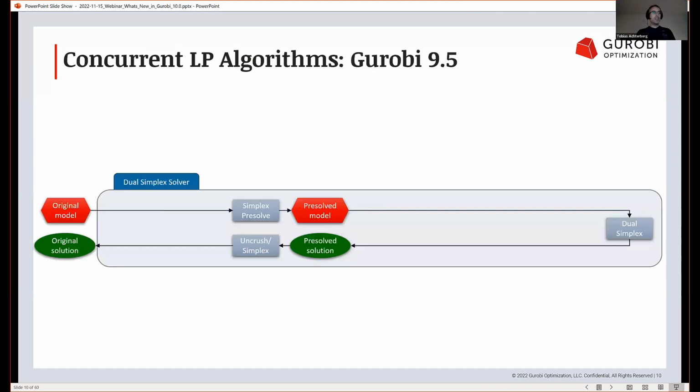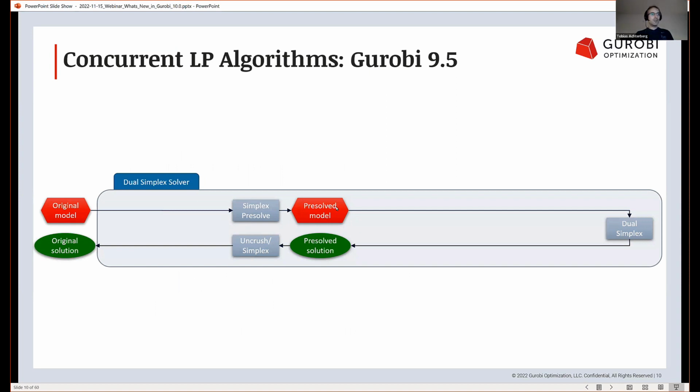Okay, concurrent LP algorithms in Gurobi 9.5. First, let me explain that so that I can then tell you what the difference to 10 is. So here's just a regular dual simplex solver, right? The steps that you have: you start with the original problem. Then usually you would apply presolve. Of course, you can turn that off as well, but usually you would do that.